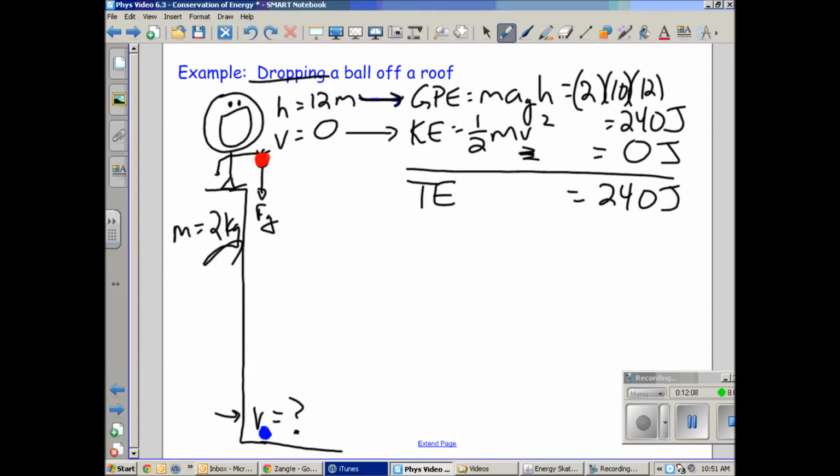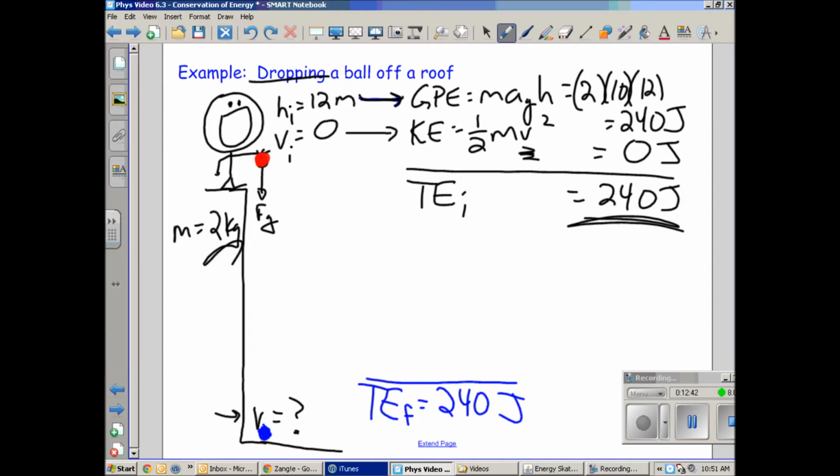So what that means is, initially, at the instant the dude drops the ball, this is how much energy it's got. Now, there are no non-conservative forces here doing work. And that means when the ball gets to the bottom down here, the total energy still has to be 240 joules. Okay, so let's write that down. That's huge. That means the total energy final at some later point, in this case as the ball hits the ground, still has to be 240 joules because it's a conservation of energy problem.